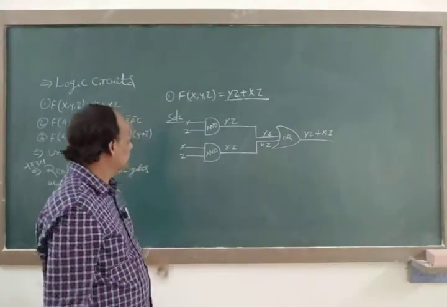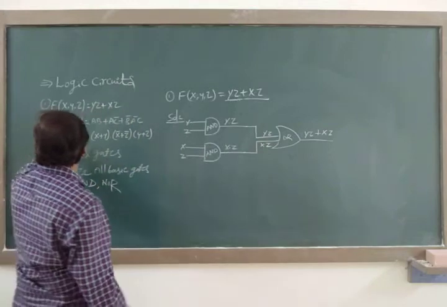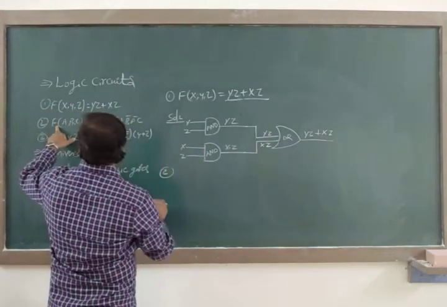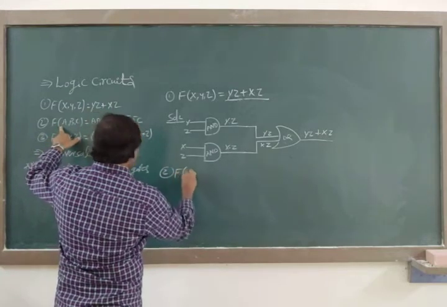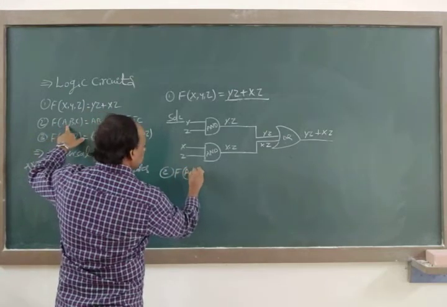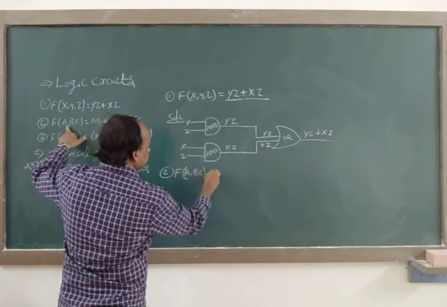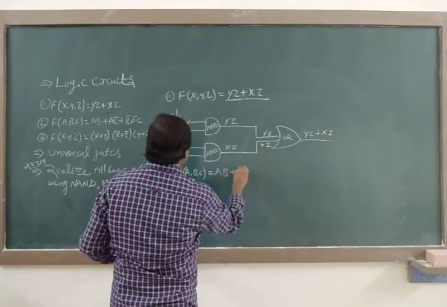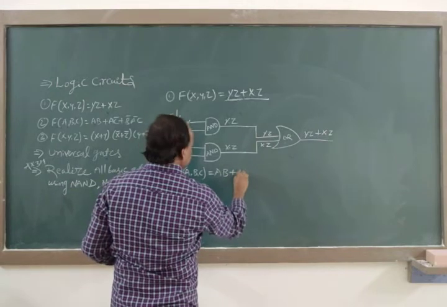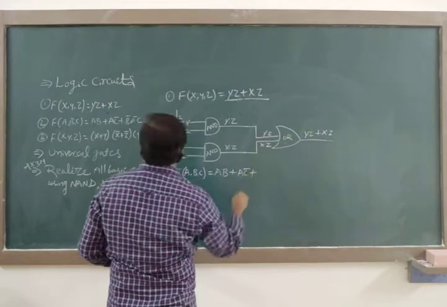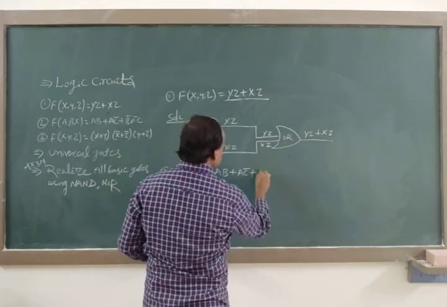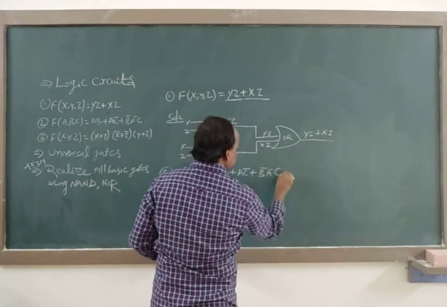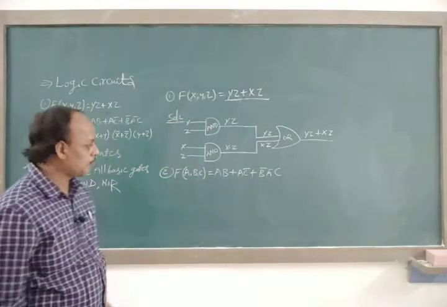In the same way, consider the second one, that is f of a comma b comma c is equal to ab plus ac bar plus b bar a bar c, right?